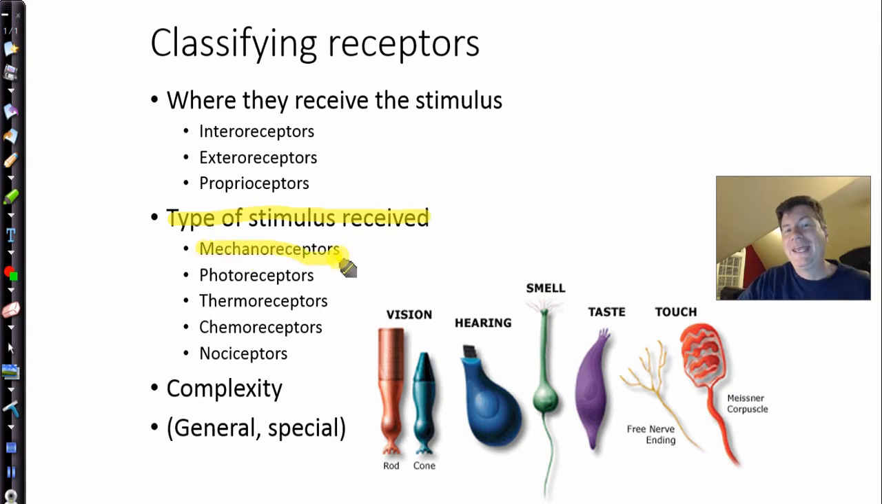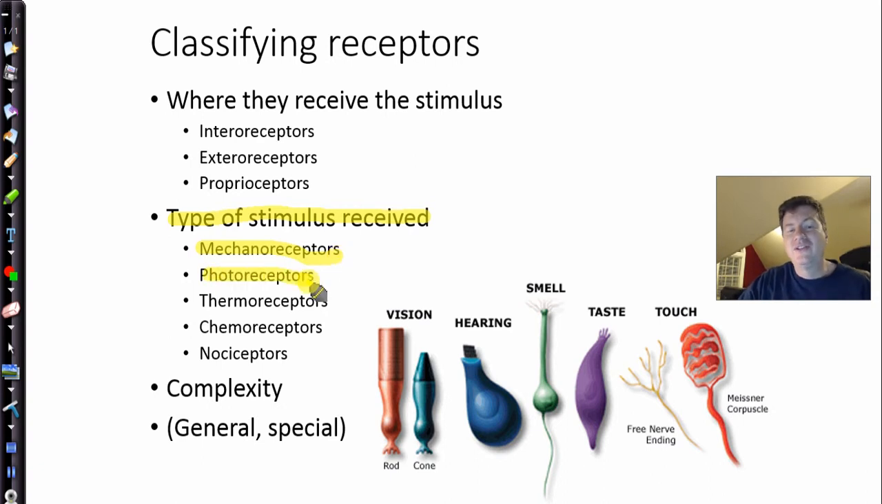Mechanoreceptors actually pick up mechanical stimuli. Mechanical as in pressure. Think about what happens in our ears. We perceive sound waves as pressure waves, and those pressure waves are turned into nerve signals that are communicated to the brain, which we turn into a perception of a sound.